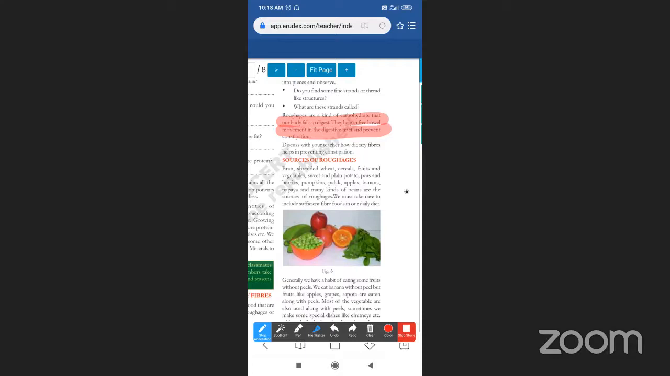In the continuation sentences, the same points have been given here. So they help in free bowel movement in the digestive tract and prevent constipation. Next, come to the sources of roughages. So in your textbook, students, underline these sentences. What are the sources of roughages? Fruits and vegetables are mentioned here as examples.